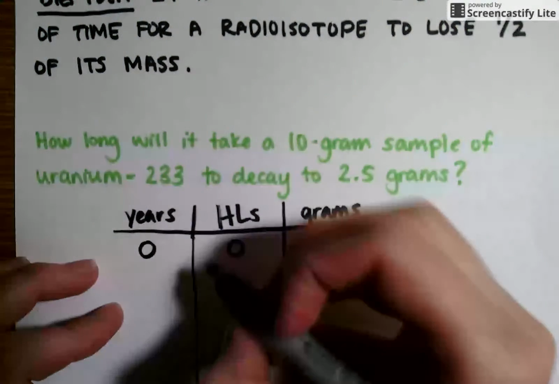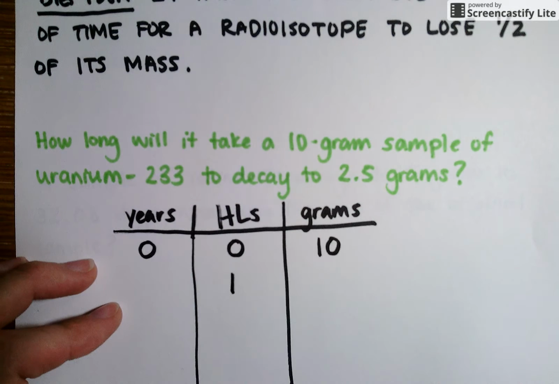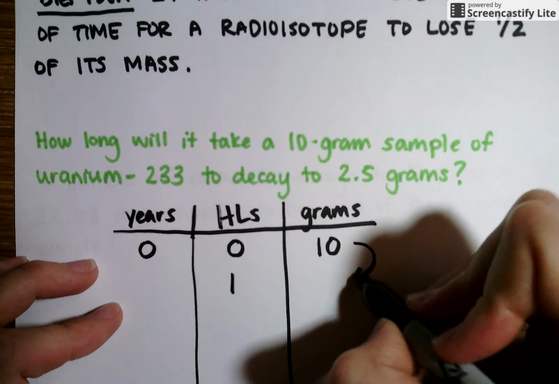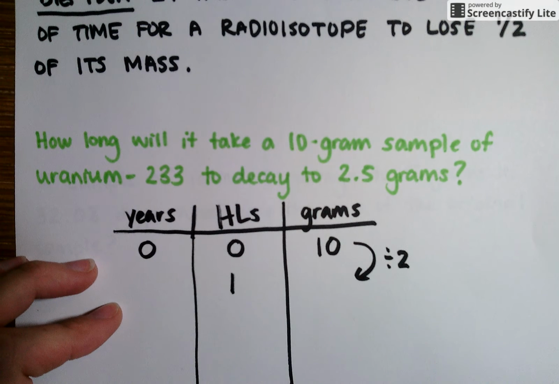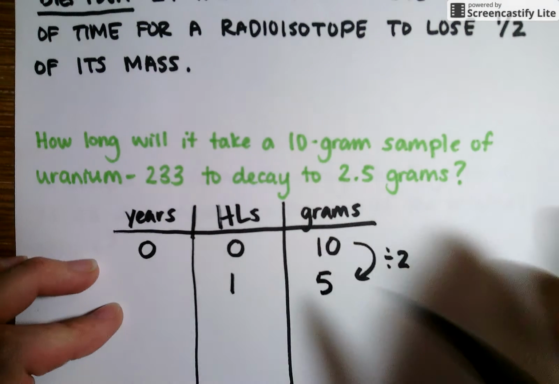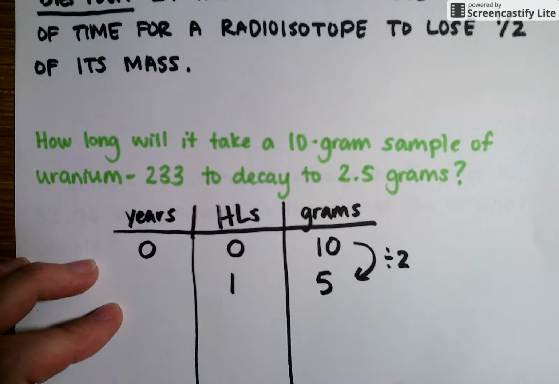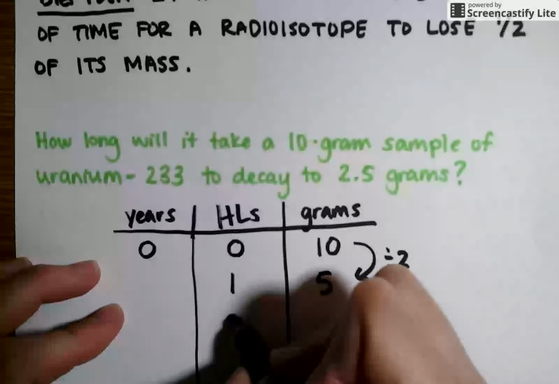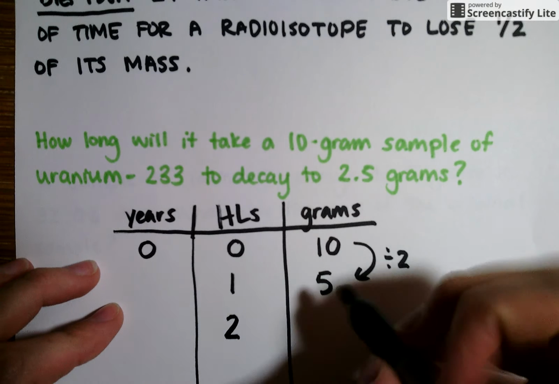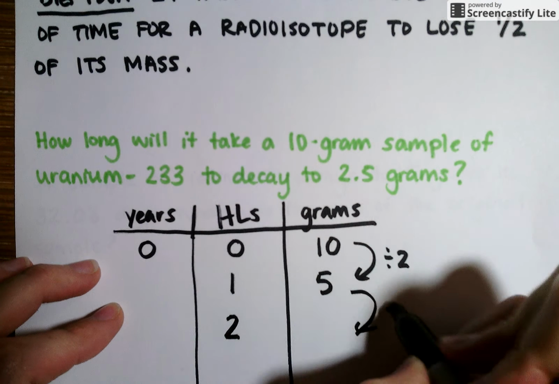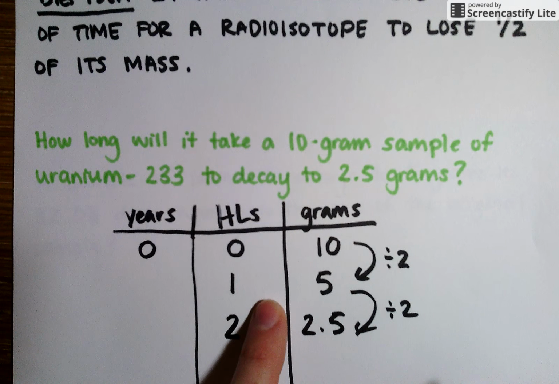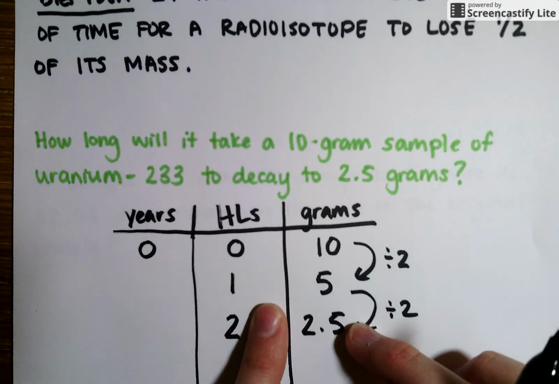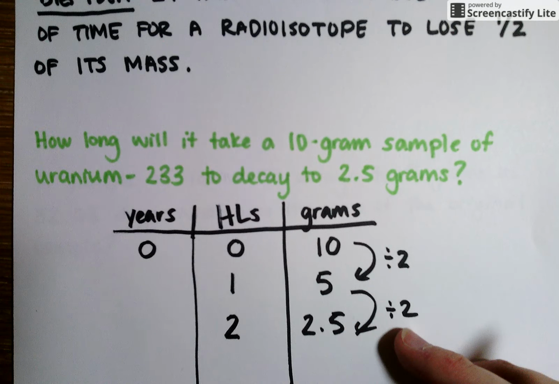We can change that. If we allow for one half-life to go by, we're going to divide this mass by 2, because that's what half-life means. Divide what you've got in half. So that's going to take us down to 5 grams. But we're not done yet, because we need to get down to 2.5 grams. And sure enough, we need to let one more half-life pass in order to get down to 2.5 grams. So after 2 half-lives, our mass has changed from 10 to 2.5, just like the problem wanted it to.